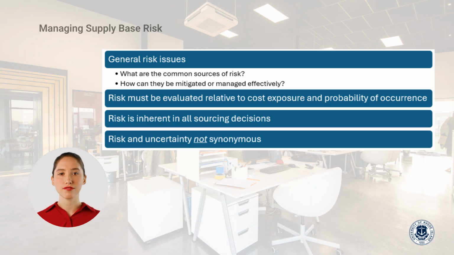Risk should always be evaluated relative to two factors: the cost exposure if a disruption occurs and the probability that it will happen. A low-probability event with severe consequences may deserve as much attention as a frequent but minor issue. It is also important to distinguish risk from uncertainty. Risk involves situations where potential outcomes and likelihoods can be estimated, while uncertainty refers to situations where outcomes are unpredictable. Supply managers focus on risk by assessing vulnerabilities and developing mitigation strategies.